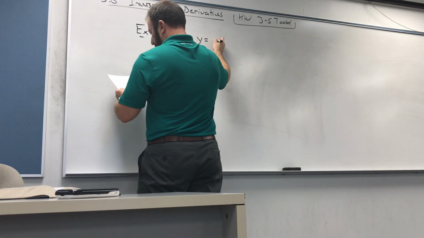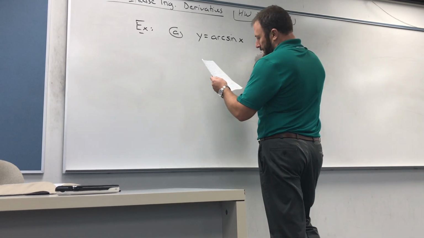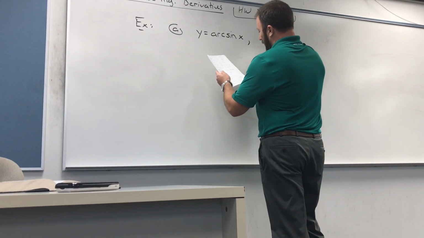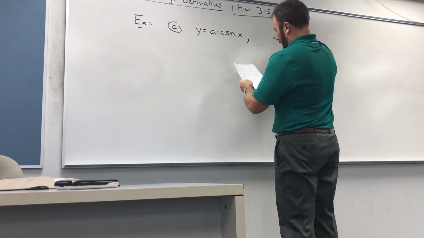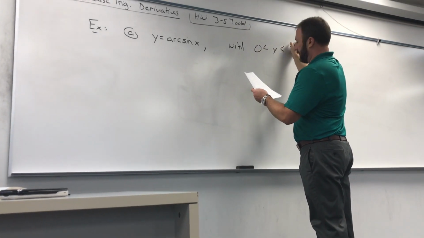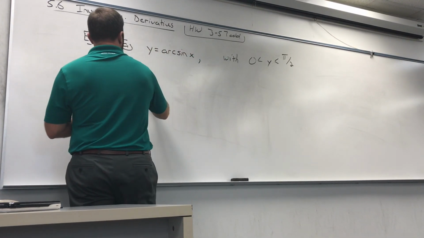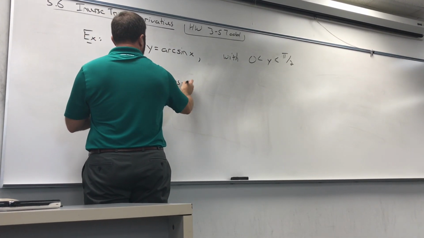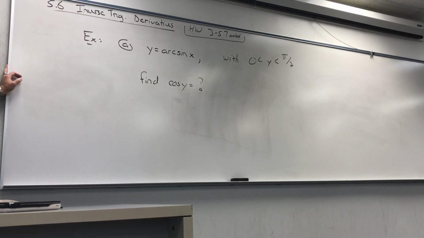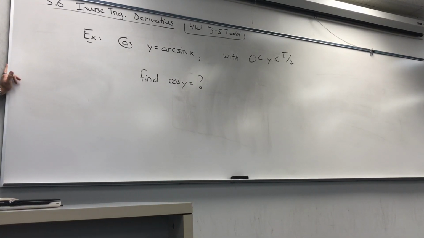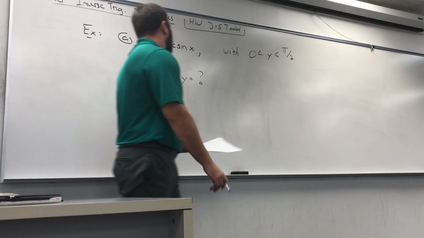Let's say we had one. Suppose we're told that y equals arc sine of x. And let's say they specify this, and they want us to find cosine of y. So that little extra part they're telling us there, with y between 0 and pi over 2, they're just telling us that so that we know we can discuss the inverse, so we're not breaking any rules.